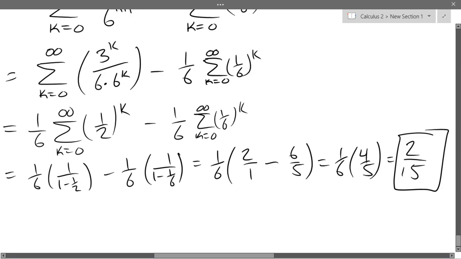So here was a complicated geometric series. It was really two geometric series subtracted, but they both converged, so I was allowed to break them apart. If either of them or both were not convergent, then this would just be not convergent overall.